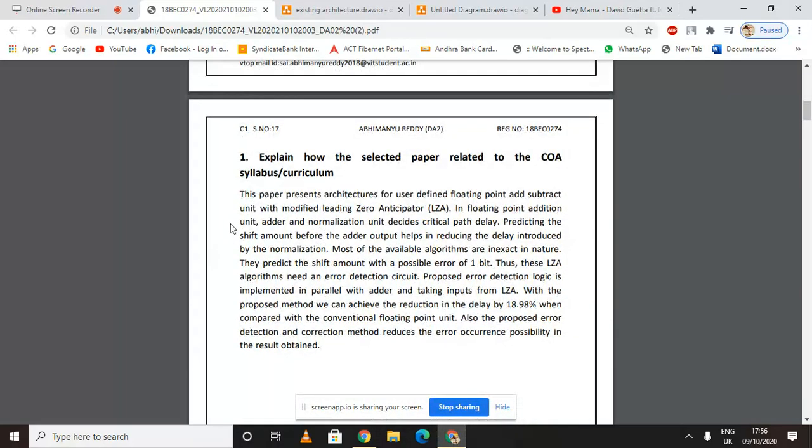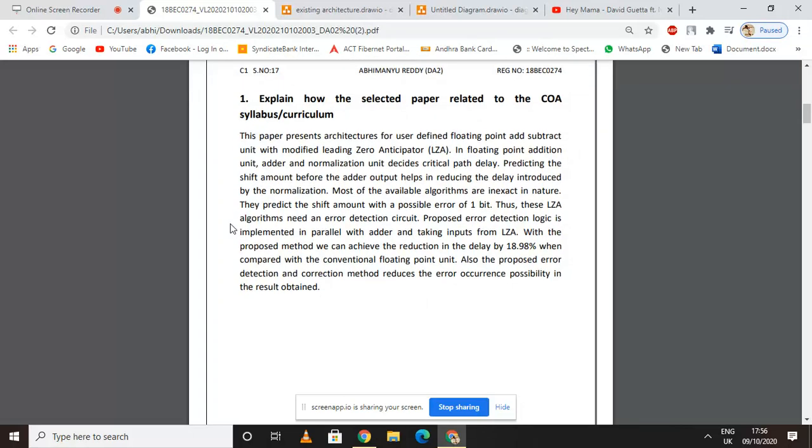The first question is about explaining how the selected paper is related to the COA syllabus or curriculum that's been going on right now. This paper presents an architecture for a user-defined floating point addition or subtraction unit with a modified leading zero anticipator, that is LZA. In a floating point addition unit, the adder and normalization unit decide the critical path delay. Predicting the shift amount before the adder output helps in reducing the delay that is introduced by the normalization.